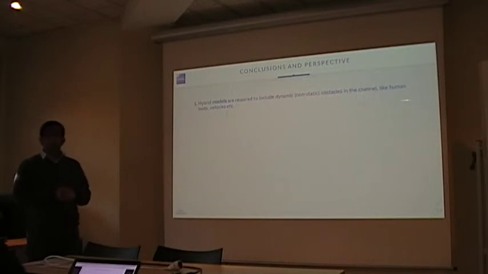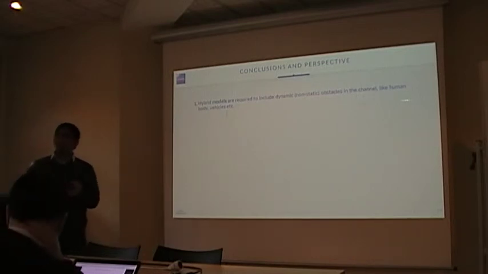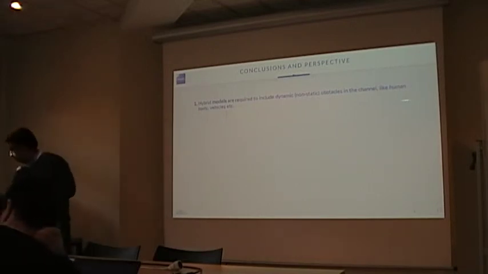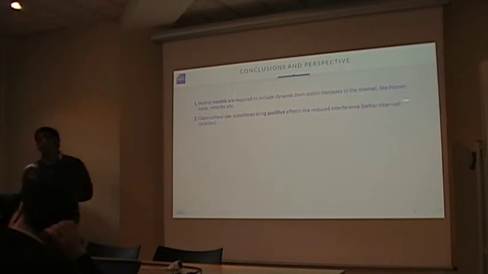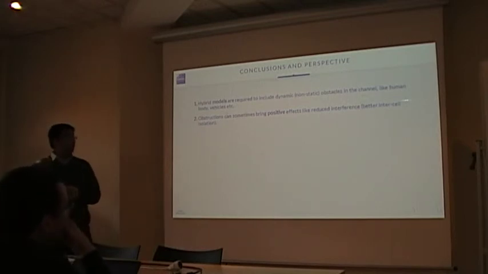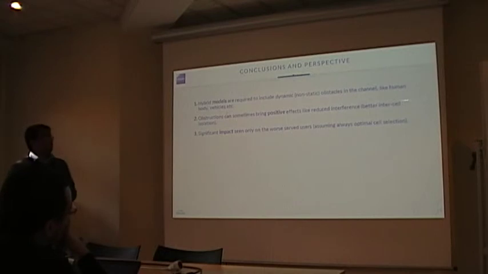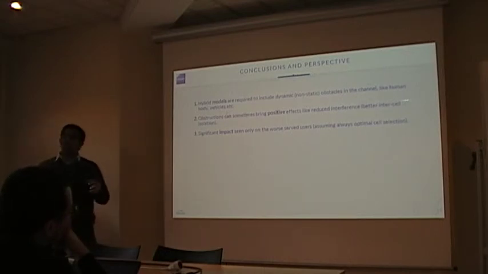Hybrid models are required to include some dynamic or non-static obstructions in the channel, like human body, vehicle, and so on. Obstructions can also bring positive effects like reduced interference levels, which is what we would like, with better intercell isolation. Significant impact is only seen on the worst served users, so if they're cell edge users, they would have some impact.